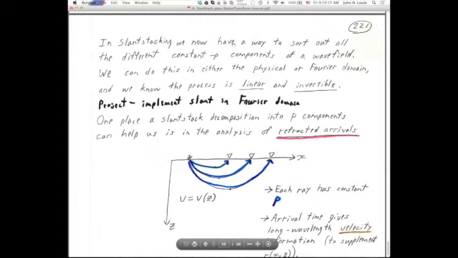And so now, in whatever complex wave field we have, we can sort out its different velocities of propagation, its different apparent velocities, its different slownesses, just as easily as the Fourier transform sorts out different frequencies in that wave field. We can do it in the physical domain, and we can do it in the Fourier domain. We also know that the process is linear. If you add together two inputs and then transform the sum, you get precisely the same thing as transforming each input and summing in the slant stack domain. It's all linear. It's all invertible.